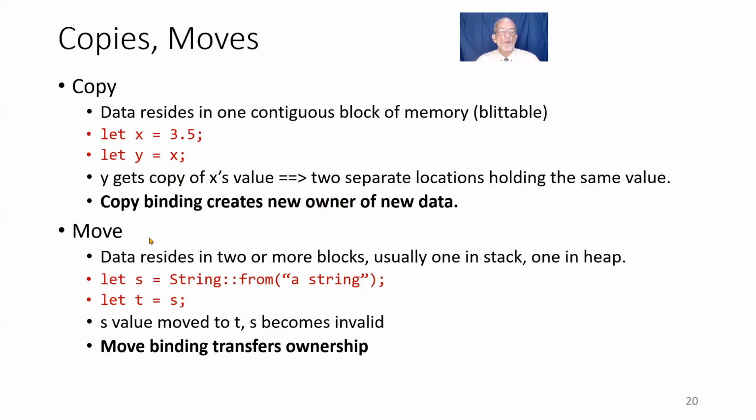Now let's talk about a move. Data resides in two or more blocks, usually one in the stack, one in the heap, like a string. So here, when I say let S = String::from a string, I get a string object in the stack frame. And that string object has a pointer to an array of characters, a buffer of characters on the heap. And it has a length measure, an integer, and it has a capacity integer.